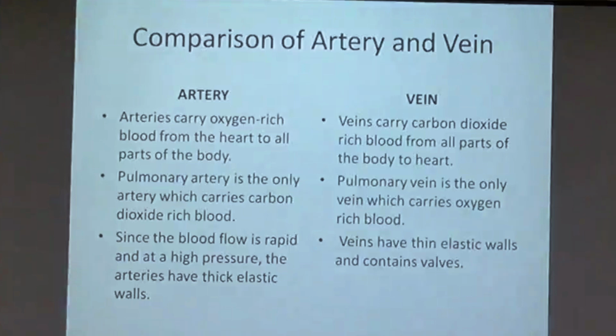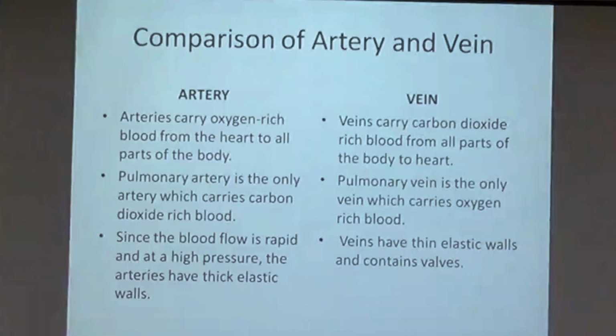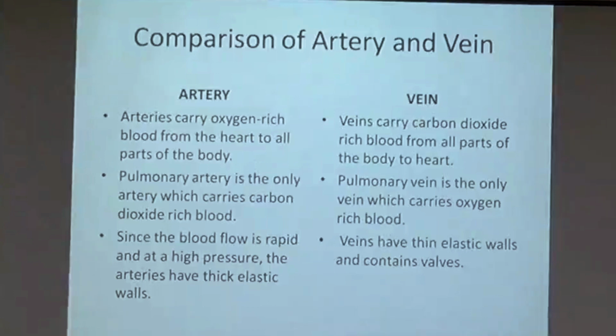Now there is one artery named pulmonary artery, which is the only artery that carries carbon dioxide rich blood, that is the impure form of blood, or which we can say deoxygenated blood. And the pulmonary vein is the only vein that carries oxygenated blood or oxygen rich blood. Since the blood flow is rapid in arteries and at a high pressure, they have thick elastic walls, while veins have thin elastic walls. Veins also contain valves so that the blood doesn't flow back.